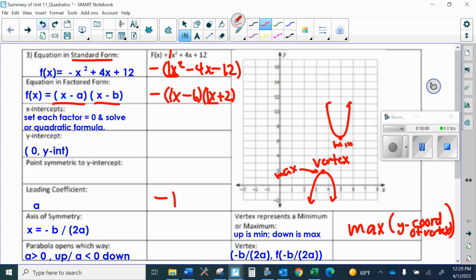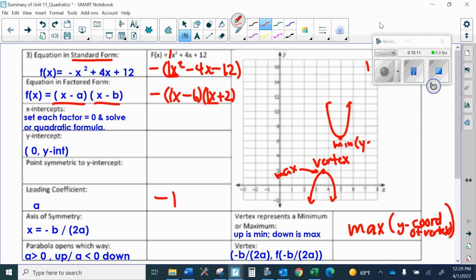What's the maximum? It's the maximum y value. Okay, that's the highest y value in the entire curve. This is the lowest y value in the entire curve. These are not two lines, these are curves.